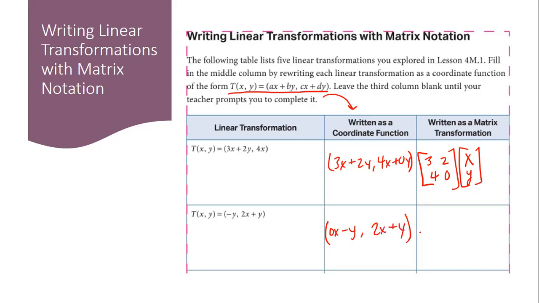Okay, you have to stay in the ax plus by order, okay? 0, negative 1, then 2, 1. 2, 1, that's not 4, that's 1. And then our variables are x, y. Ta-da! That is today's lesson.